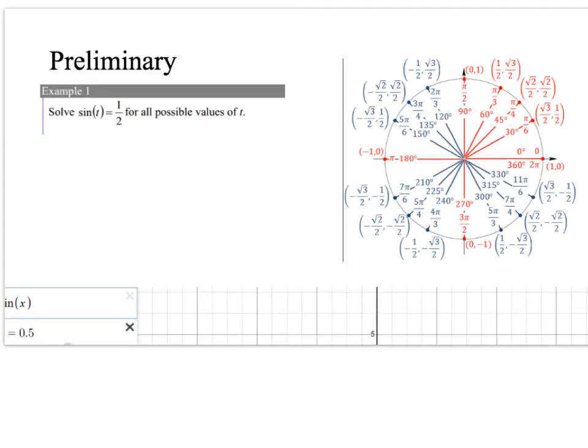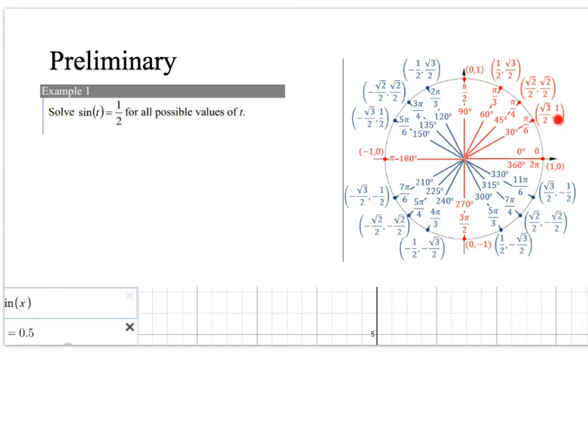So for this first one, it's really just using the unit circle. I'm looking for when the sine is equal to 1/2. Now you've got to remember from our earlier work, positive angles of rotation go counterclockwise, and remember the sine is the same thing as the y. And so here I see a place where the y equals 1/2. Well, that's 30 degrees, or pi over 6.